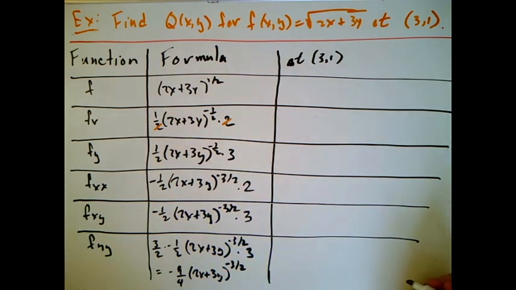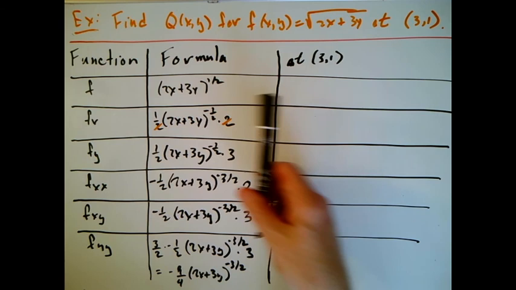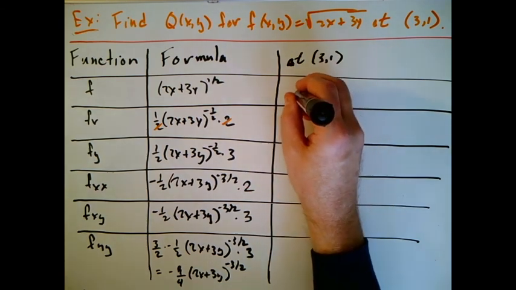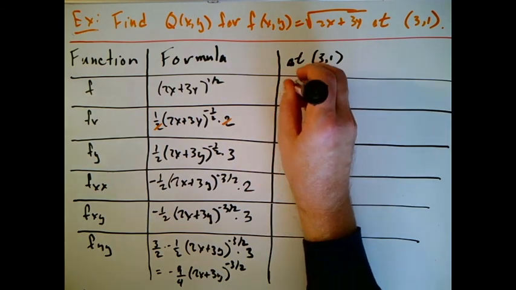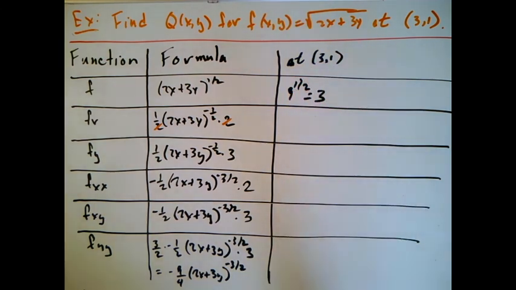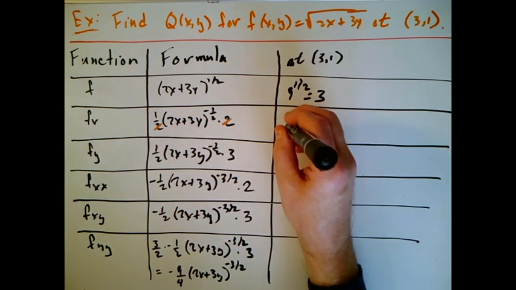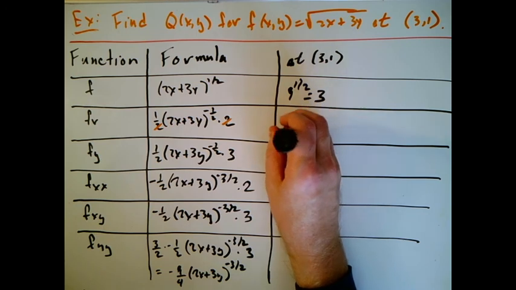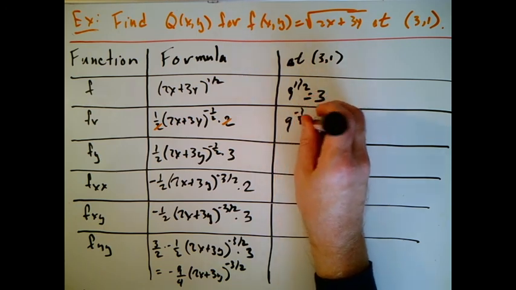And now I want to plug in x equals 3 and y equals 1. Well, if I do that here, I get 9 to the 1/2. I guess we can just write it like that. 9 to the 1/2 is just 3. That's a nice number. When I plug in x equals 3 and y equals 1 here, what I'm going to get is 9 to the minus 1/2. And that's just a third.